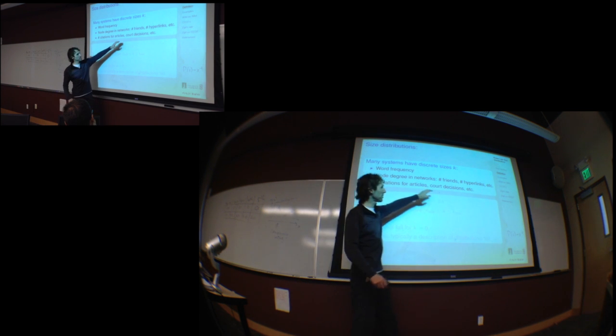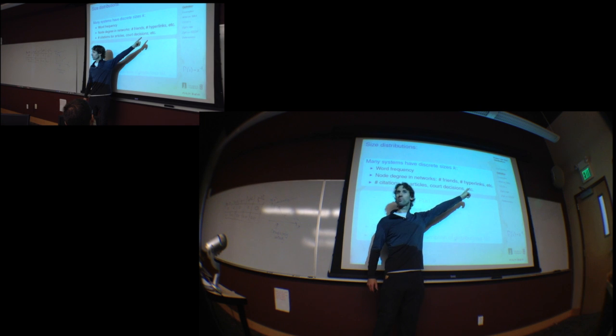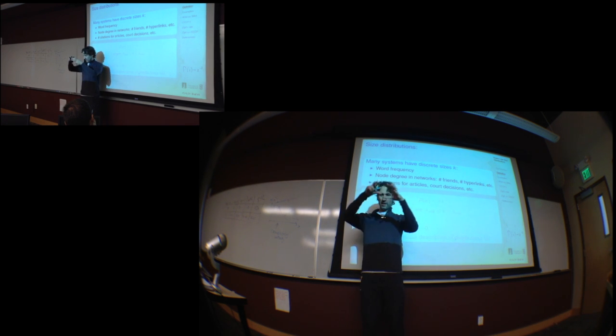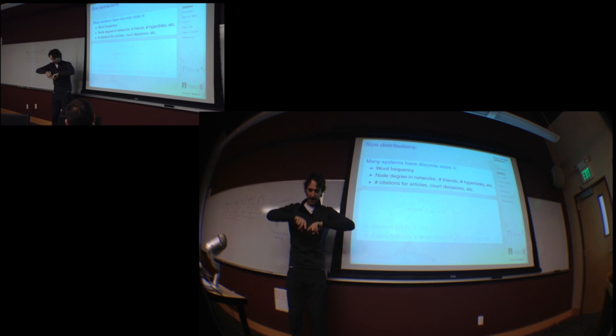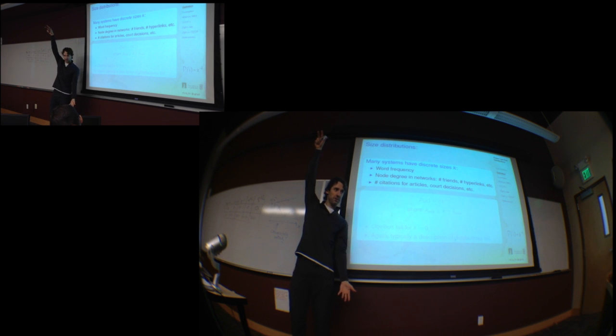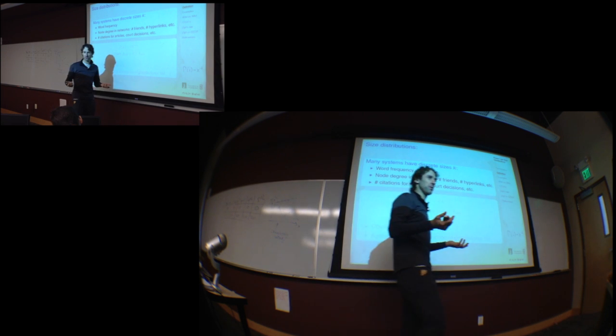Number of citations for articles, court decisions, some very interesting work on Supreme Court decisions, right? So you can see which decision or case draws on these ones and is then drawn on later on by these other ones. So you can think about, in this whole ecology of decisions, which ones are the most important?